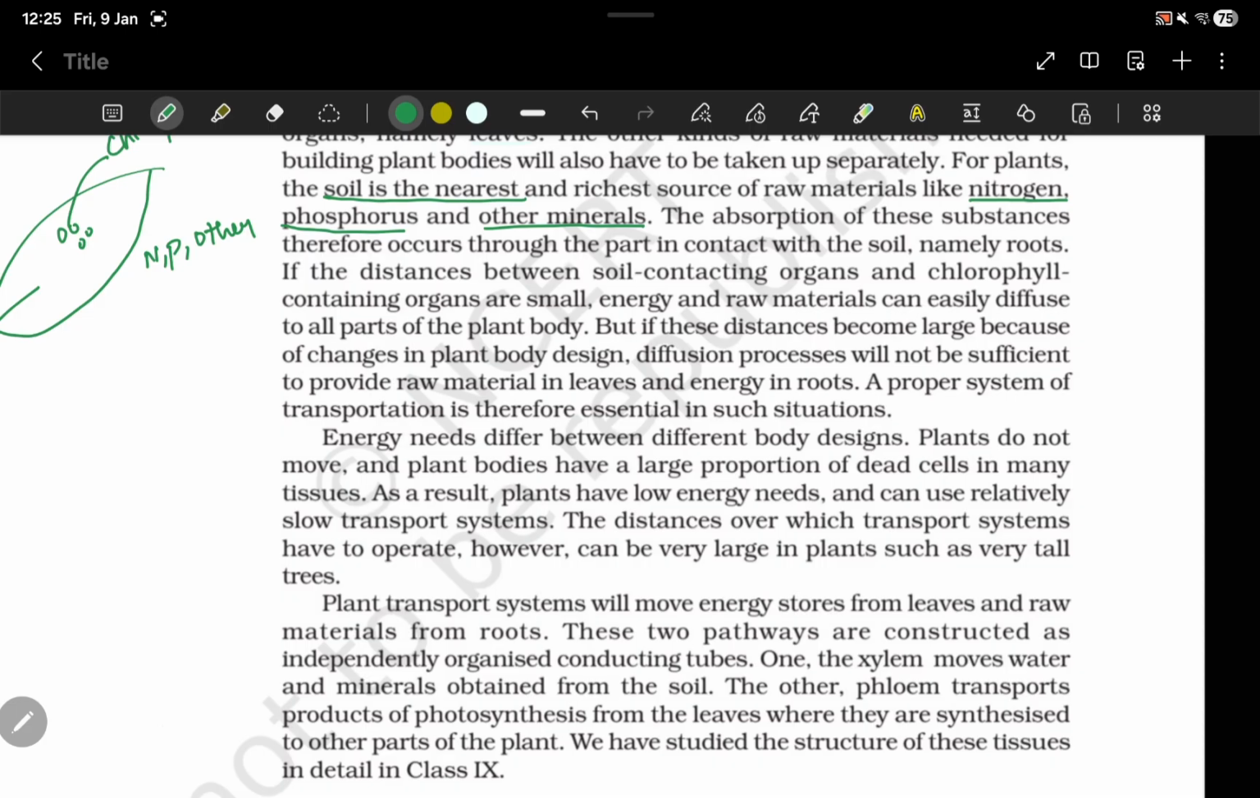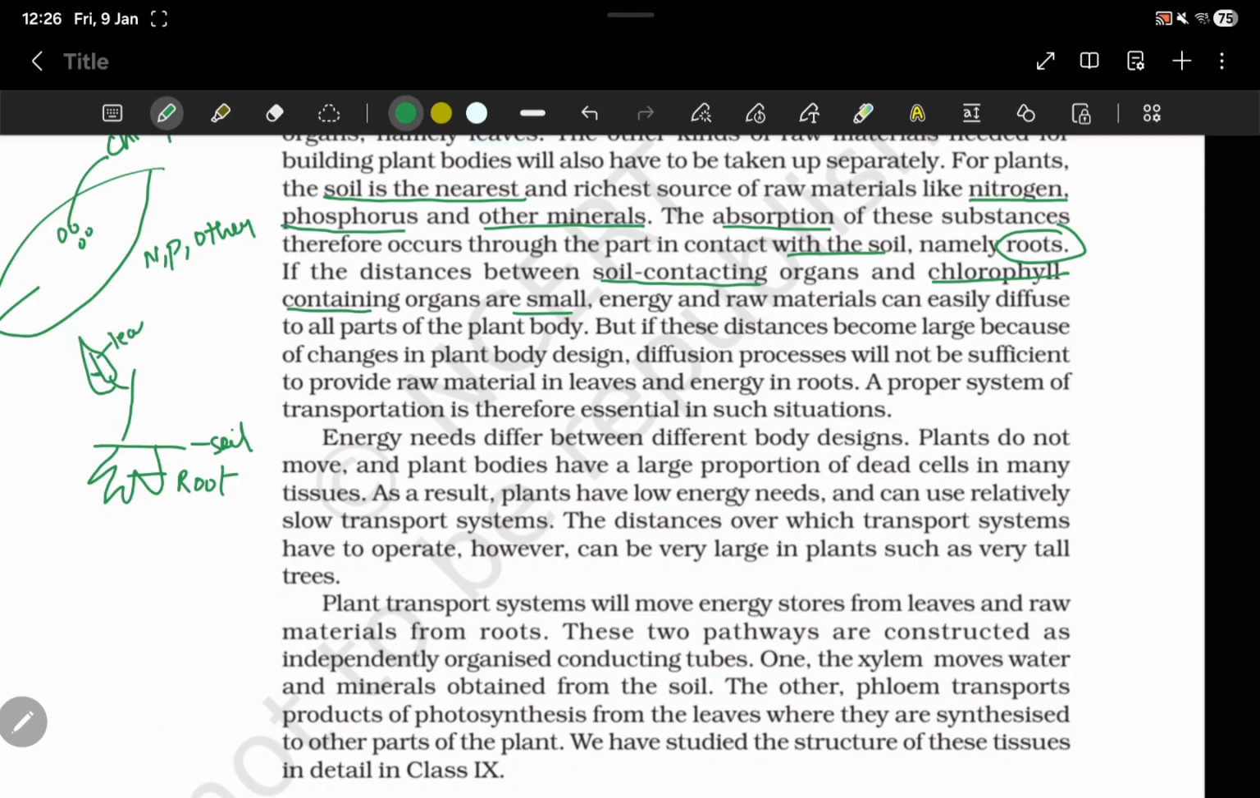Now which part is in contact with the soil? The roots. So the absorption of these substances therefore occurs through the roots, which are present in the soil. If the distance between soil containing organs and chlorophyll containing organs is small. Now see, if the distance between the soil contacting organ, which is the soil contacting organ? This is the soil contacting organ, that is the root.